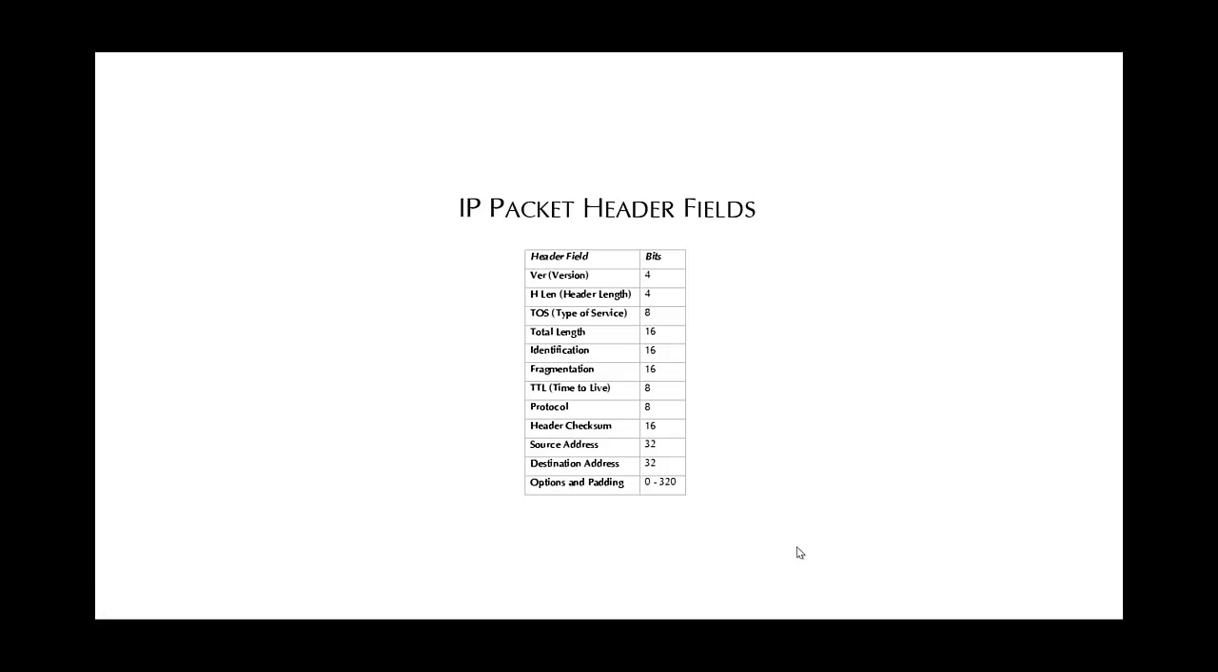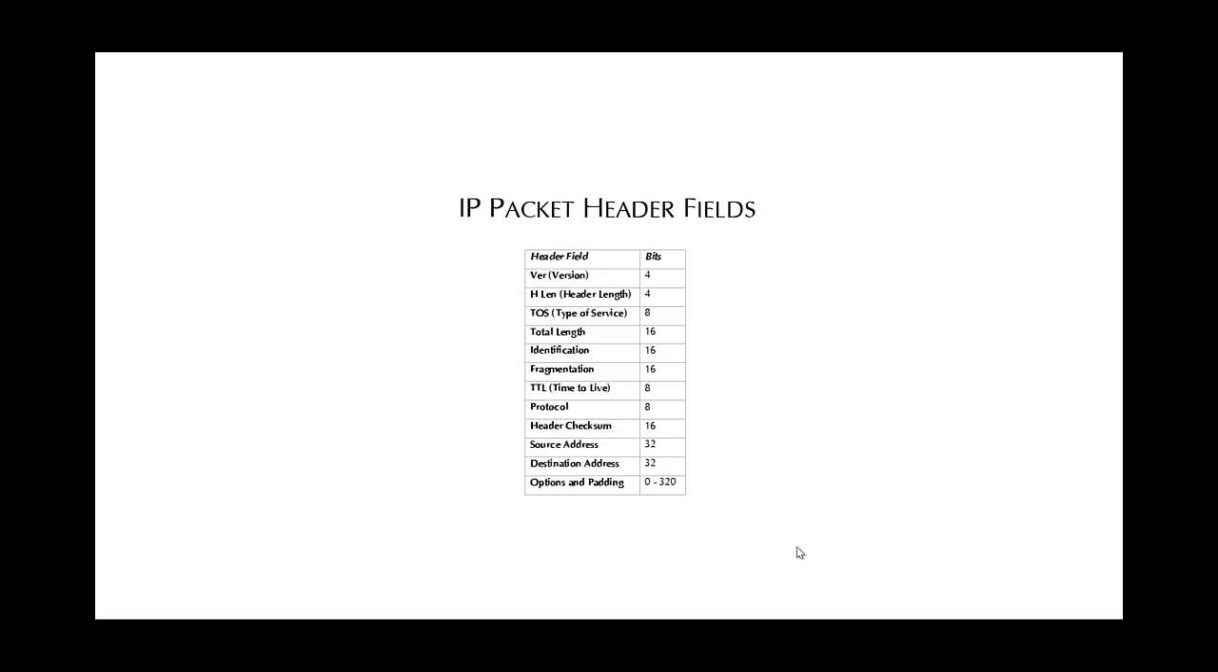The VER, or version, is the IP version set to 0100 for IPv4 and 0110 for IPv6. Then we have the H length, or header length, and this is the length of the header in words. And then we move down to type of service, which we'll come back to. I'll describe that after. And then you've got total length, which is the total length of packet in octets.